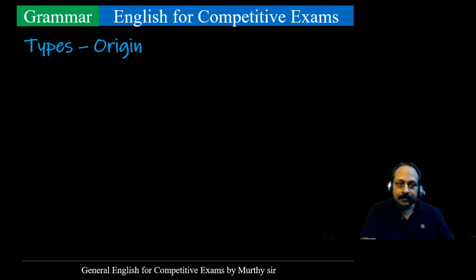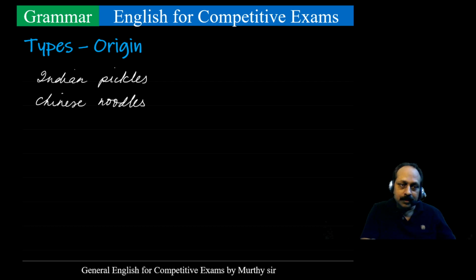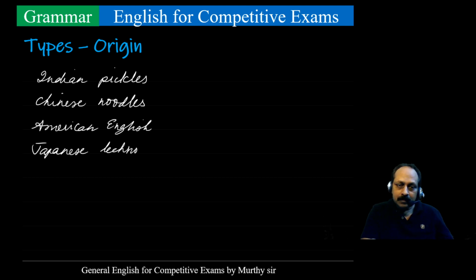The next one, types origin, the second one. Indian pickles, Chinese noodles, American English, Japanese technology. All these examples talk about origin of something.